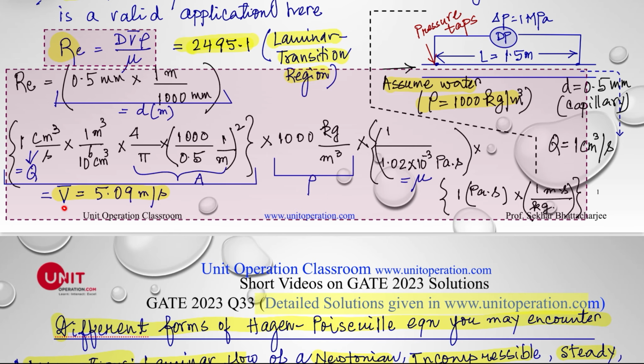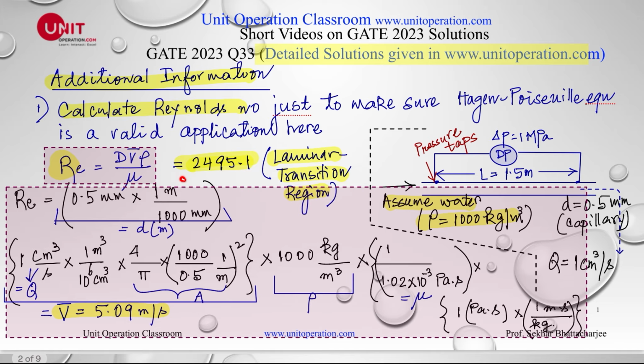So that's for velocity, and it comes around 5.09 meter per second. This is the density, and this is the viscosity which we have just calculated. As you can see, the Reynolds number comes around 2495, so slightly above 2300. It's right in the laminar transition region. That's okay. So we can safely assume that Hagen-Poiseuille's equation is valid.